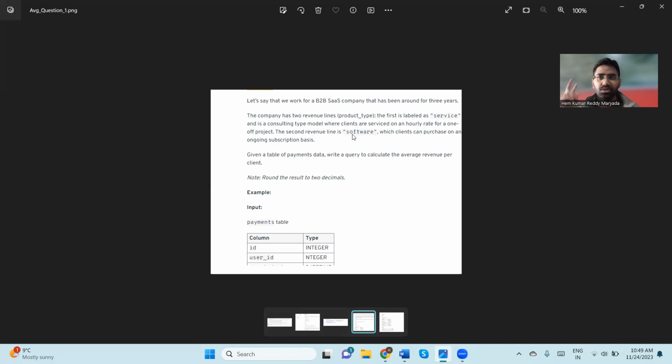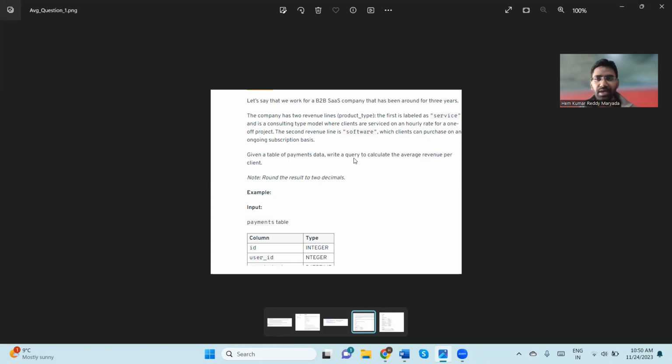So there are two services. One is service, which is consulting, and the other is software. They have a software, and clients need to subscribe to this software. Given a table of payments data, write a query to calculate the average revenue per client.